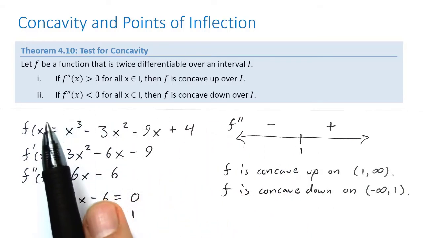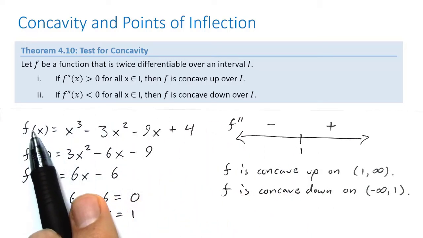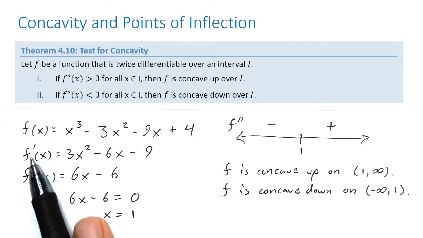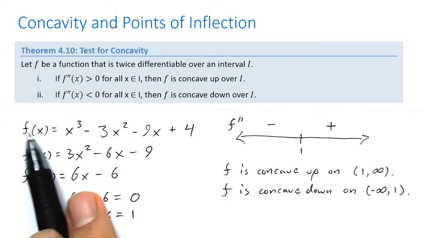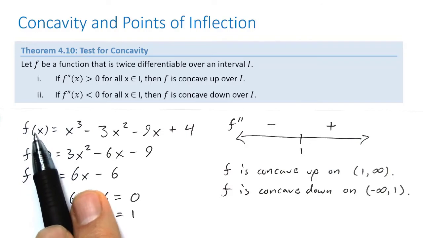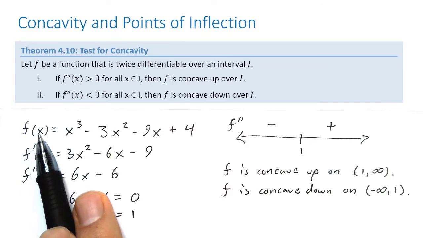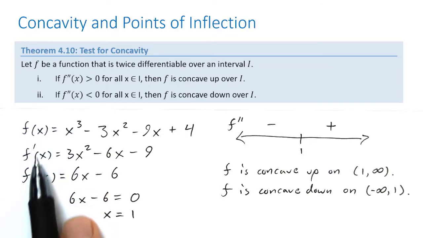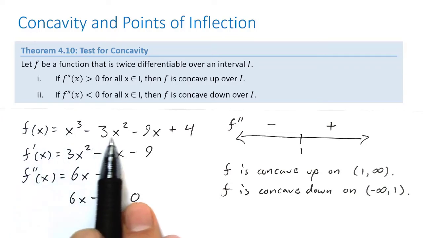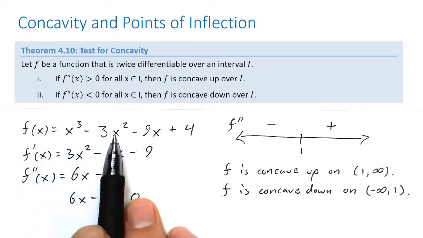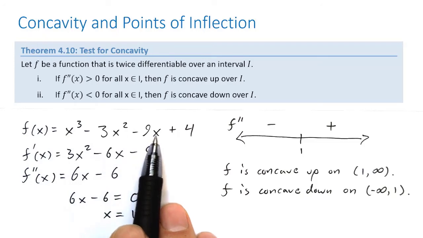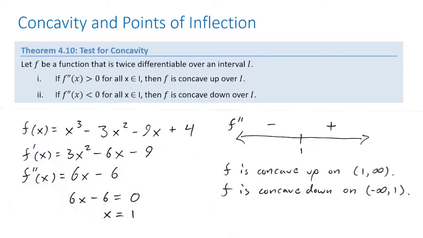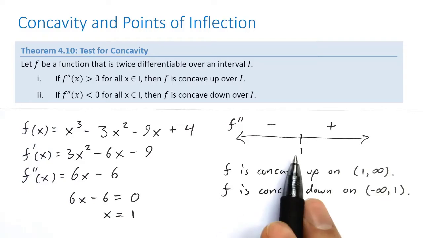Now, we want the point on the graph of the function, right? So don't plug it into f prime, don't plug it into f double prime, plug it into the original function. We want the point on the original graph. So we're going to plug 1 into this function. And when we do that, we get 1 minus 3 minus 9 plus 4, negative 7, right? So the inflection point is 1 comma negative 7.